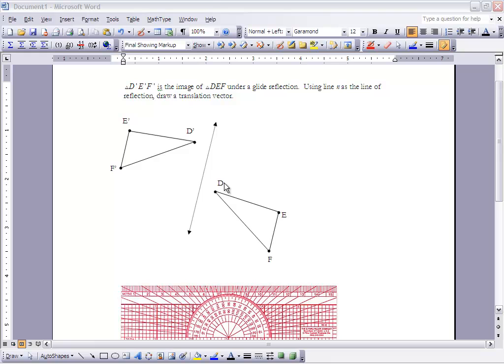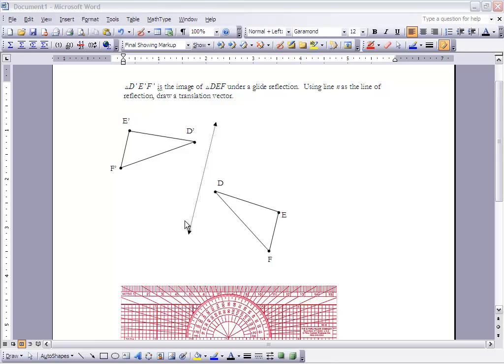Okay, let's take a look at this final example then. It says triangle D prime, E prime, F prime is the image of DEF under a glide reflection. Using line N as the line of reflection, draw a translation vector. Okay, so what that tells us is that we started with DEF, so that's going to be my pre-image. We got D prime, E prime, F prime, that's my image. Okay, and this right here, this line, line N, is our line of reflection.